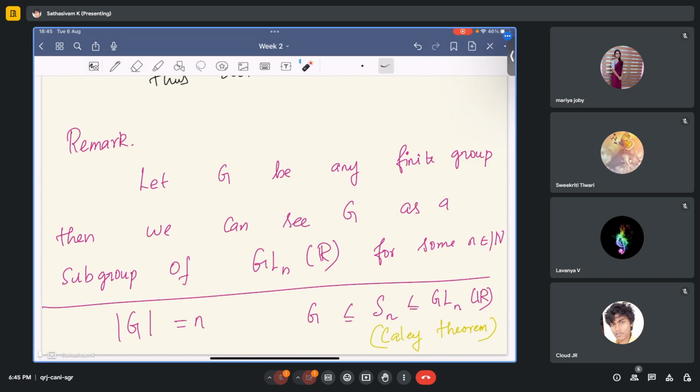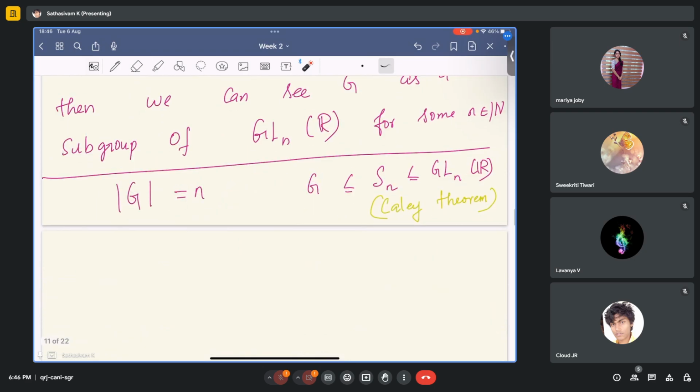By that I mean if you take Z2, you can see Z2 as a 1, 0. One can ask how can I see it as a matrix? I'm not going to say it here, but there's something called isomorphism, and there's an isomorphic copy of G inside that. This G need not be inside that, but there's an isomorphic copy of G inside that. So when I say subgroup, it's not exactly this.